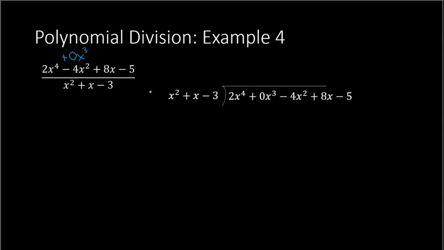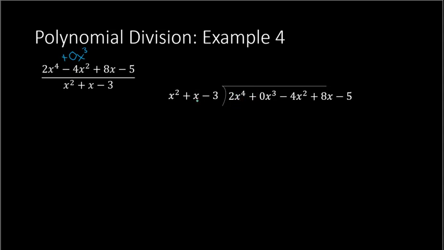So your setup is going to look like this. We have 2x to the 4th plus 0x cubed minus 4x squared plus 8x minus 5, all divided by the x squared plus x minus 3. Okay, we need that 0 in there because if we did not have that, then when we multiply after we find our term up here at the top, it's not going to simplify correctly. And you notice that right here after this first step.